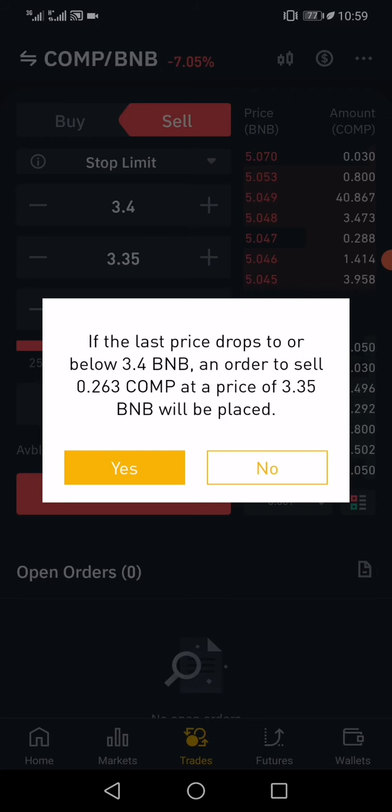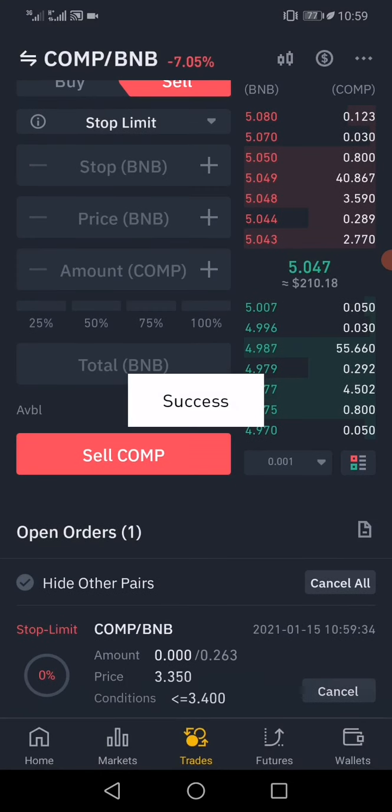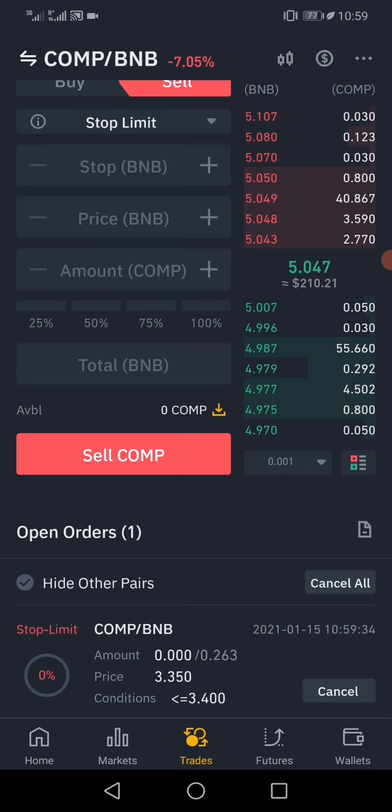So it means unless the price drops to 3.4, my order will not be filled, and that is why it is called the stop price. So the stop price is the trigger price for the market, and then the 3.35 is the limit price. So once I tap on this yes, the order will be here. You can see it. It's a conditional order. So the condition is less than or equals to 3.4, sell at 3.35. And that is how it will be in case this comp should drop.